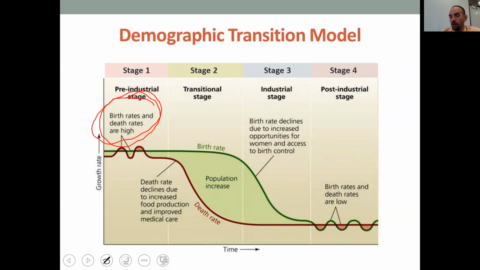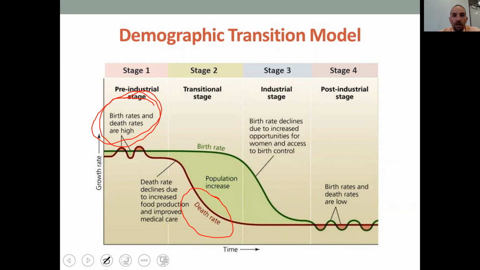better sanitation, everything we've kind of talked about in class, starts to move into the area. Now notice what drops first. The death rate drops first in stage 2 because people are going to continue to have children until they know, or it is proven, that all of their children are going to live to adulthood.